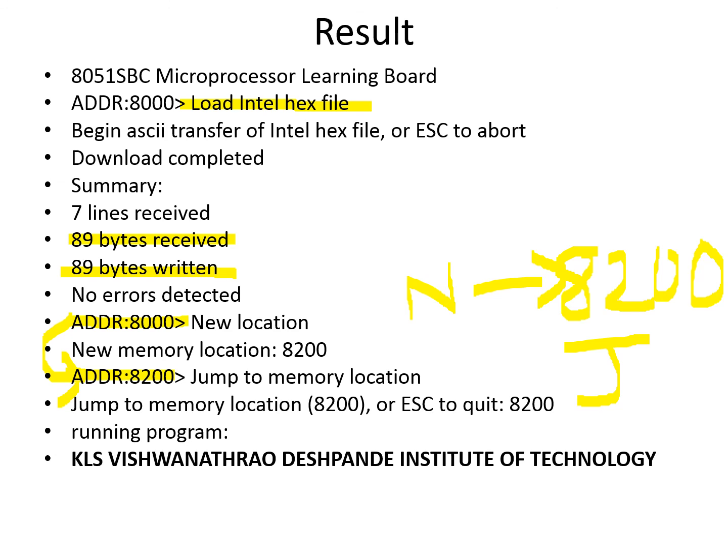We directly execute the entire program at a stretch. Once we do this program execution, ultimately on the monitor you will see the serial data which is transferred. What is being indicated here? KLS Vishwanath Rao Deshpande Institute of Technology. This is the message which we display. So this is one of the important programs which you always prefer whenever you want to send data to a monitor, to any peripheral or to a printer. This is how we make use of this particular program for serial data transfer.